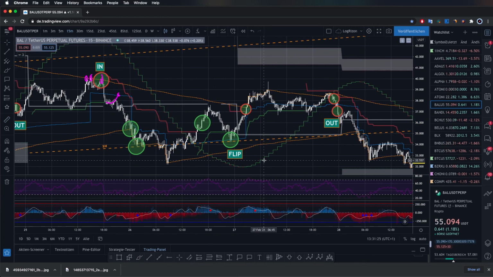I hope it showed you again how to use the DGR. And for the next weeks, I will continue to show you some more of my trading examples to make it more and more clear how my strategy works.